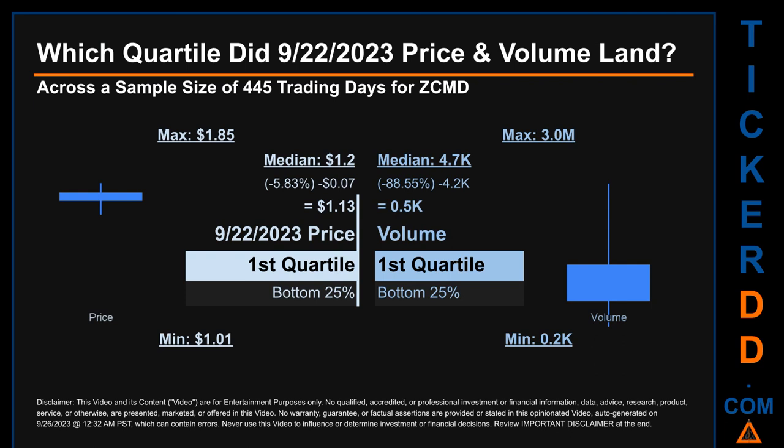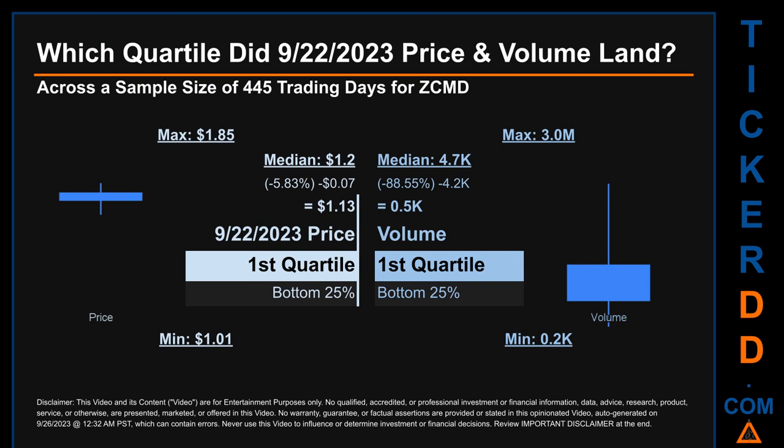Which quartile did September 22, 2023 price and volume land? Across a sample size of 445 trading days, the maximum end-of-day price for ZCMD was $1.85 while the minimum was $1.01. Within that price range, September 22, 2023 price, of $1.13, landed within the first quartile, meaning it was within the bottom 25% of all sampled end-of-day prices.